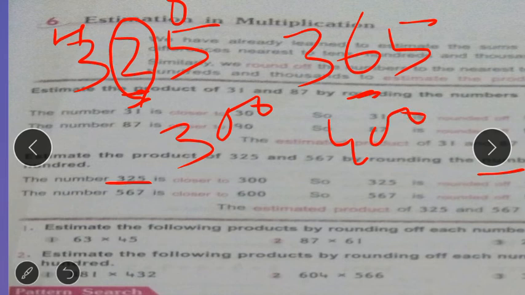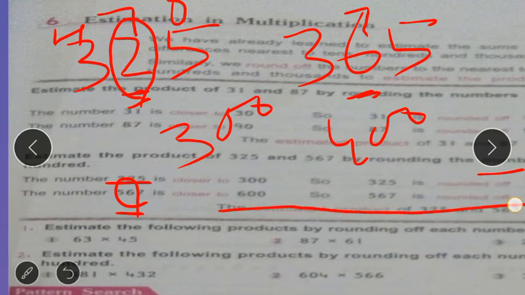Is it clear, children? When you have to round off the number to the nearest 100, you have to see the tens place digit. If it is less than 5, then you go back, and if it is 5 or more than 5, then you go forward and increase the number. Now here the number 567: the tens digit 6 is more than 5, so you go forward, that is 600. So the round off of 567 is 600.